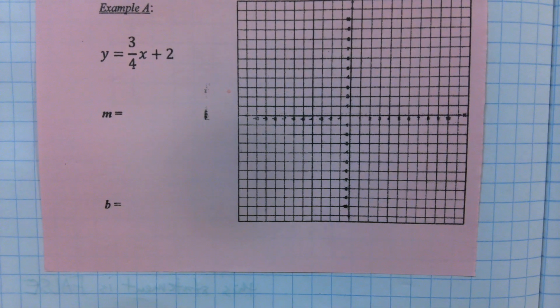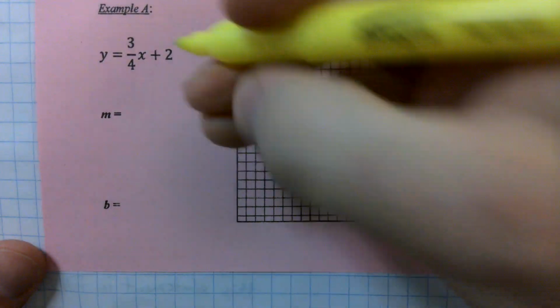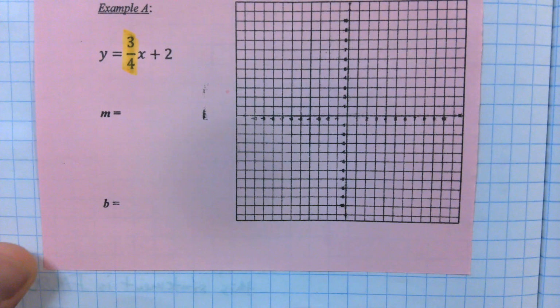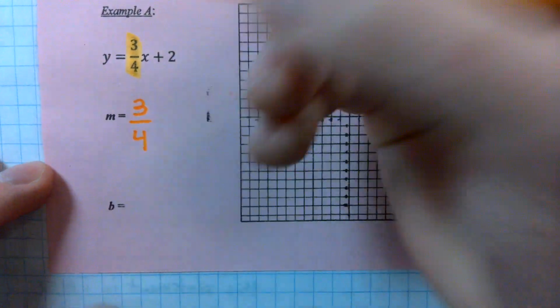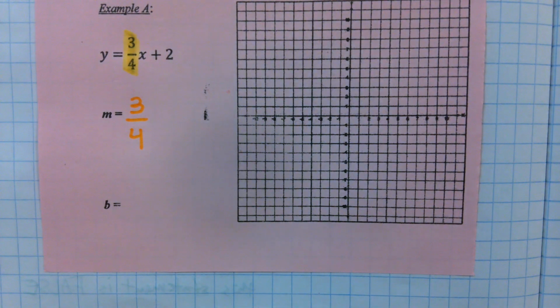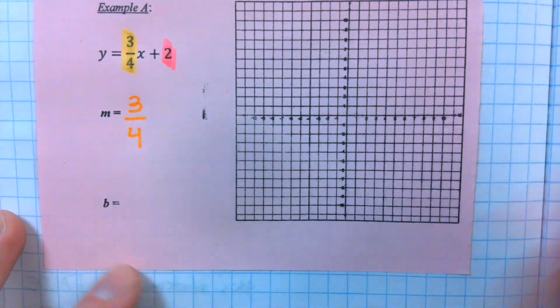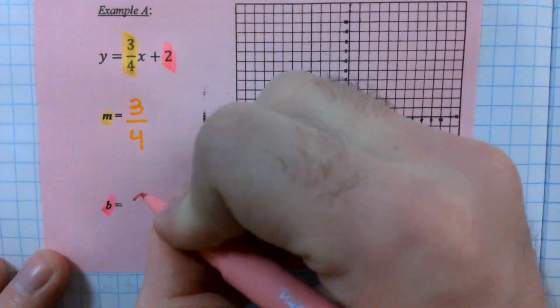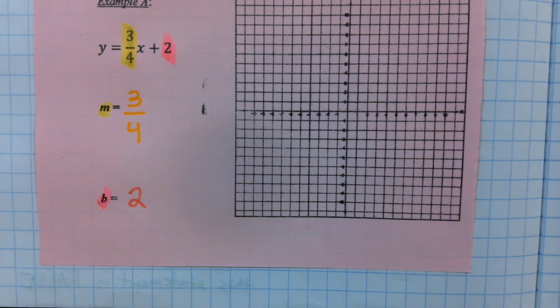Okay, so with our highlighters, whatever color you used for slope, what's my slope in this equation? 3 over 4. So my m is equal to 3/4. And b is what? 2. Good. Okay, my b is 2.